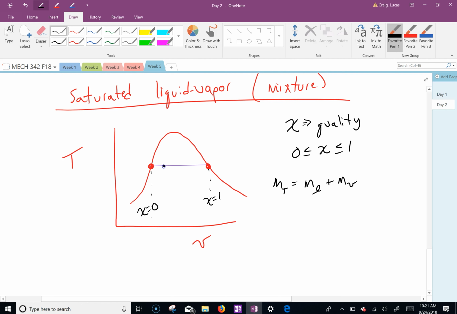Say we want to find this value right here, and let's call it V sub 1. So we're at state 1. We want to find a specific volume, and let's say the quality is 0.2. Tell me how you would do this. What would you do?